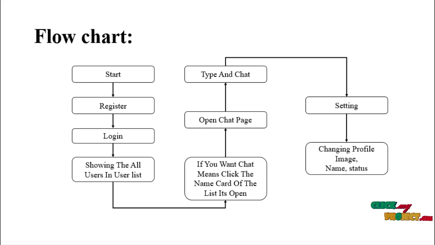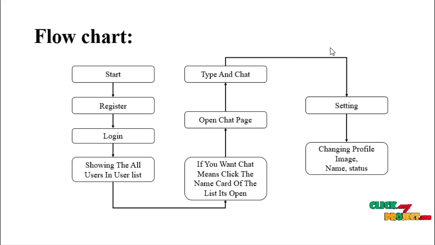The flow of the diagram: the application starts when you register yourself. You register with an email ID and password, a username is set, and then you log in with the email ID and password. All the users will be listed on your profile page. If you want to chat, click the name card in the list to open it. You can also search for members. Then we open the chat page. When you type a chat message, hi, it is sent to both sides.